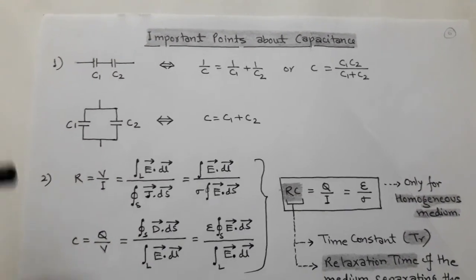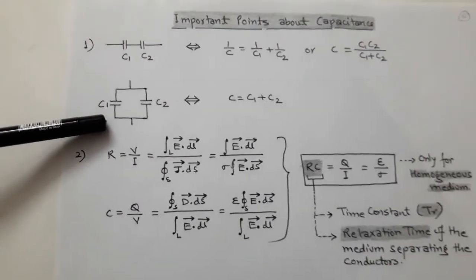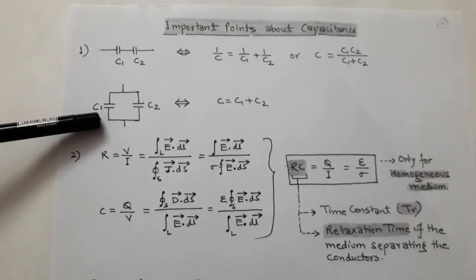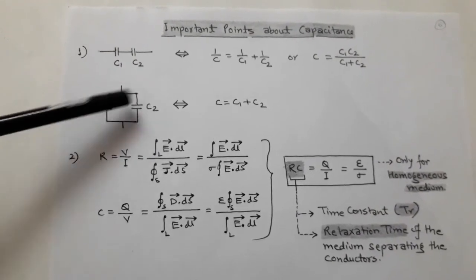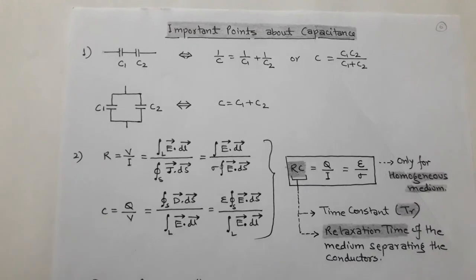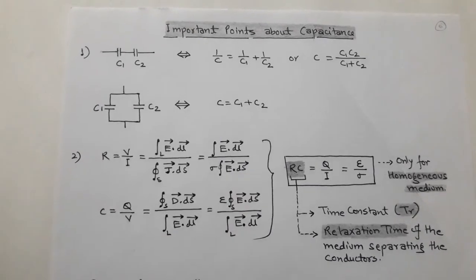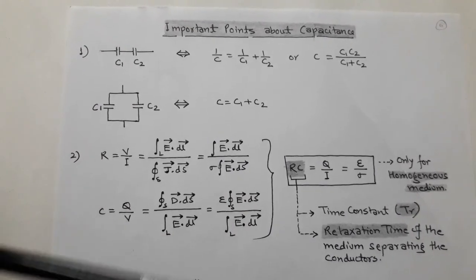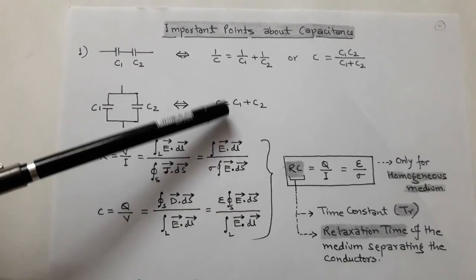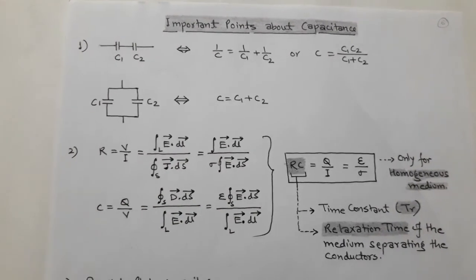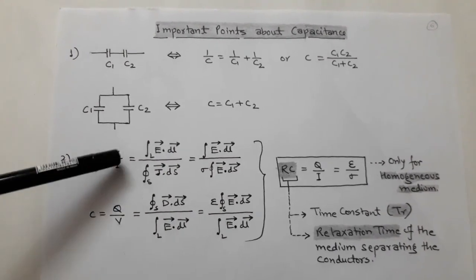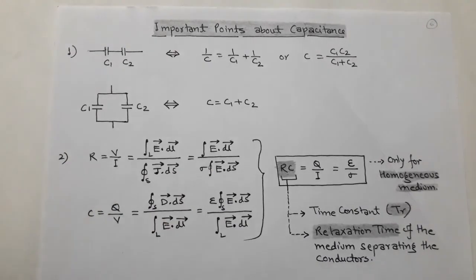Now when the two capacitances are connected in parallel, in this case the equivalent capacitance is C1 plus C2. We can say that it is just the opposite of resistance. Series resistances are added, but here parallel capacitances are added.